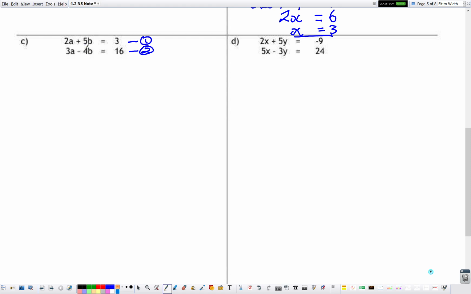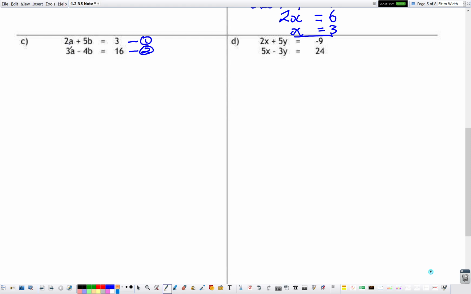Another option, if we were looking at our b's, is that the lowest common multiple of 5 and 4 is going to be 20. If I multiplied 5 by 4, it would give me plus 20b. If I multiplied minus 4 by 5, it's going to give me minus 20b, and I could eliminate the b's. But that's making our numbers bigger, so we want to try and keep those multiplications as low as possible.